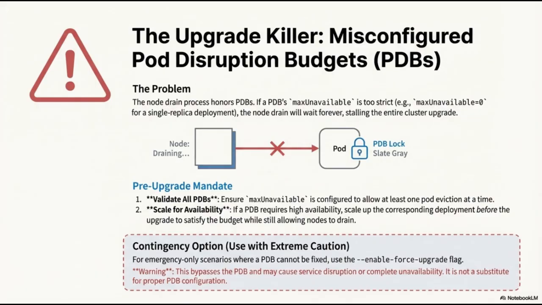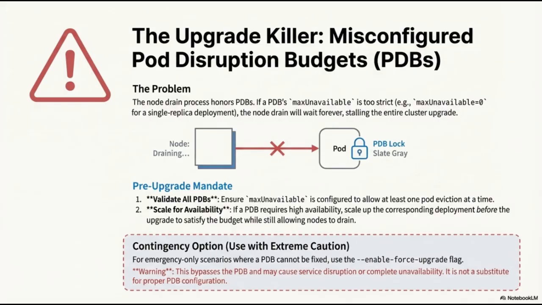To prevent this, we have a two-part mandate before starting any upgrade. First, you must validate all PDBs to ensure max unavailable is set to allow at least one pod eviction at a time. Second, if a service requires high availability, you should scale up that deployment before the upgrade begins. This ensures your availability needs are met while still allowing the nodes to drain.